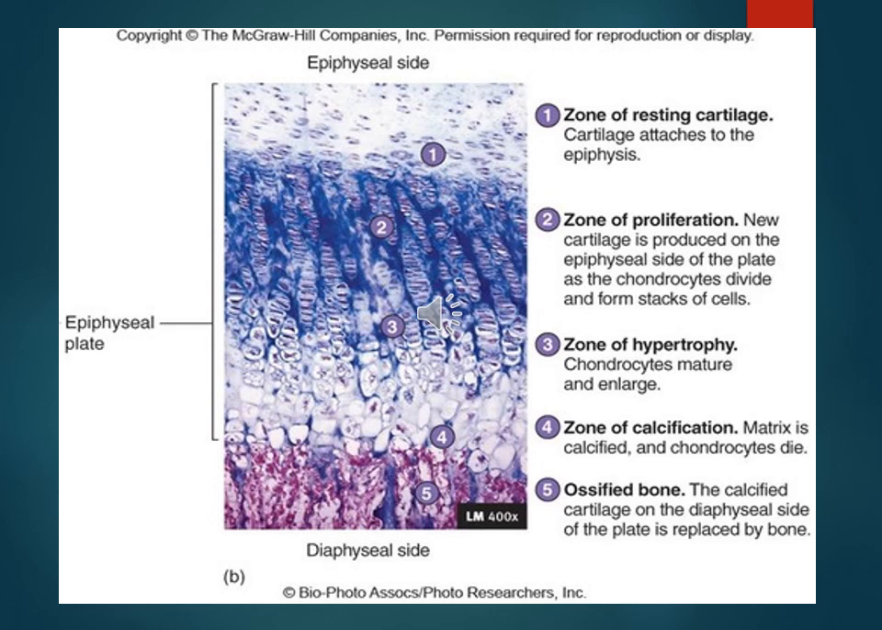Most injuries happen in the zone of hypertrophy, zone 3, which is generally safe and does not affect the future growth. However, if an injury happens at zones 1 or 2, then this has a potential to affect the growth, and in this case you can get premature growth arrest sometimes.